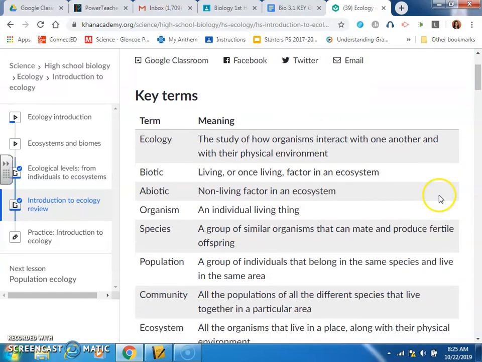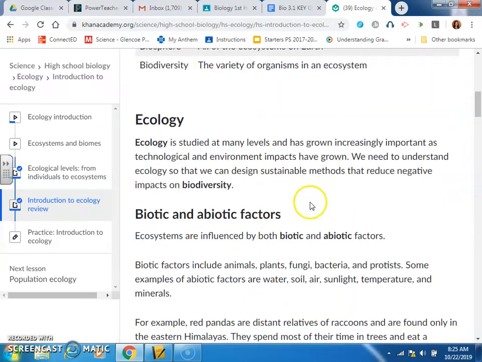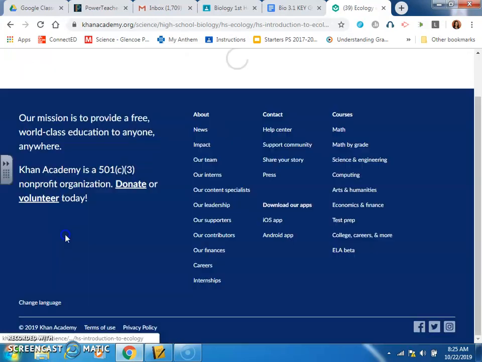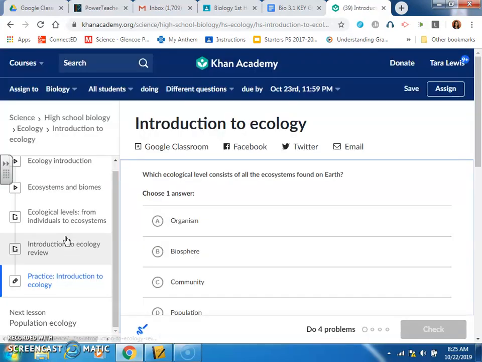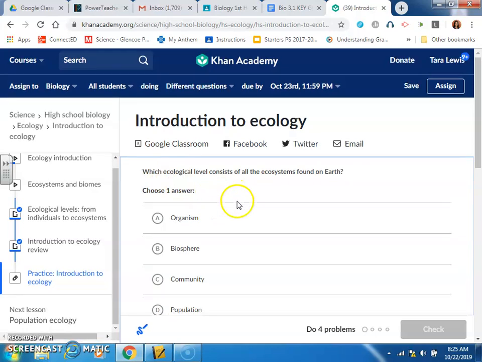So here's your key terms for ecology. So that's the next one. Then it has you practice. So when you go to practice, it says which ecological level consists of all the ecosystems found on Earth.